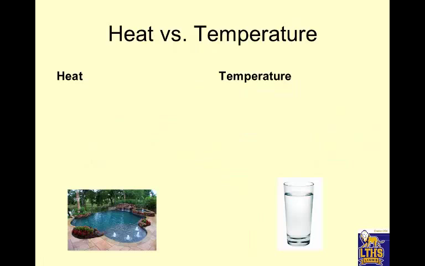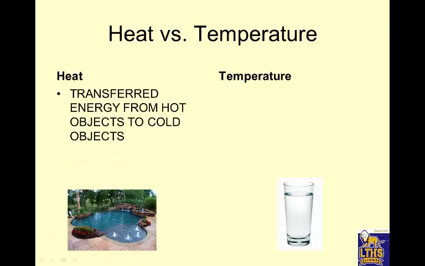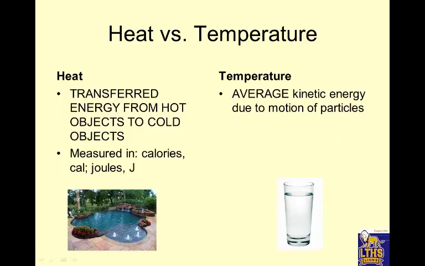All right, so heat versus temperature. They can't be the same thing. Please don't tell me heat and temperature are the same thing. So let's see why. Heat is the energy that's transferred from hot objects to cold objects, and we can describe that heat in calories or in joules. Those are the units we're going to use to measure heat. Temperature, on the other hand, is how fast the particles are moving on average. Average kinetic energy due to motion of particles. So, definition.